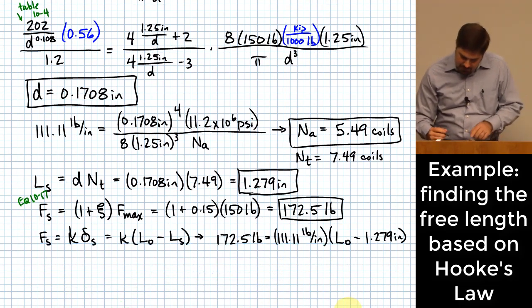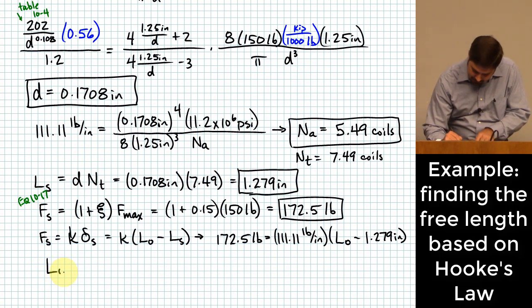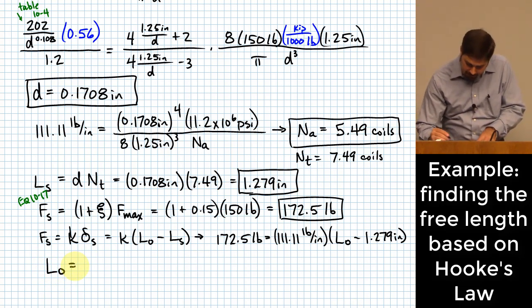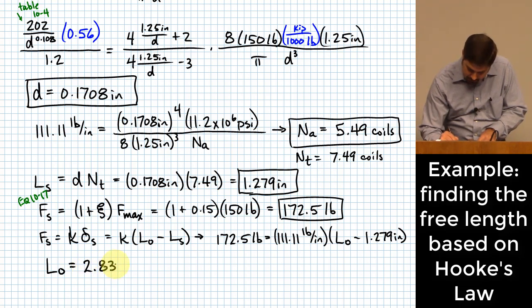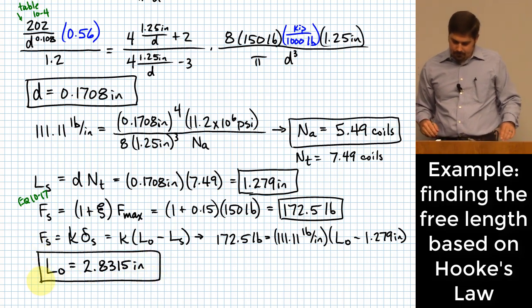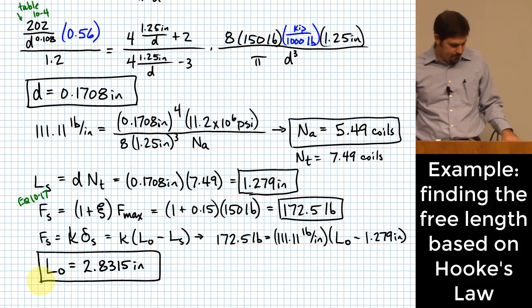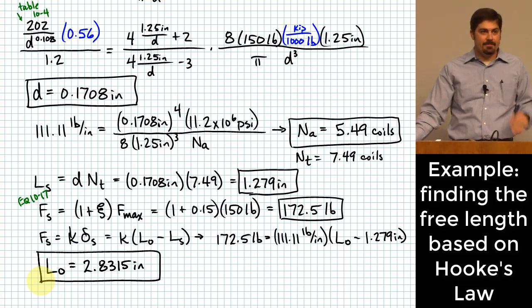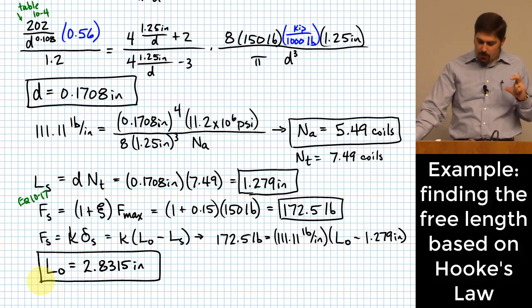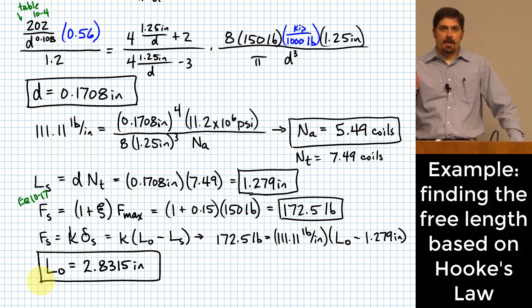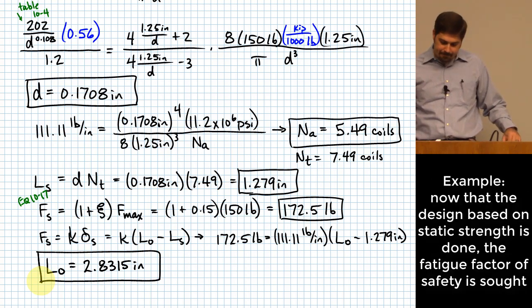Okay, and so that lets me now set the free length, which is going to be 2.8315 inches. All right, and now we have enough information for us to actually build the spring, right? We know the free length, we know the wire diameter and the mean coil diameter, and the number of coils, right? So that provides all the information that we would need to wind this particular spring.